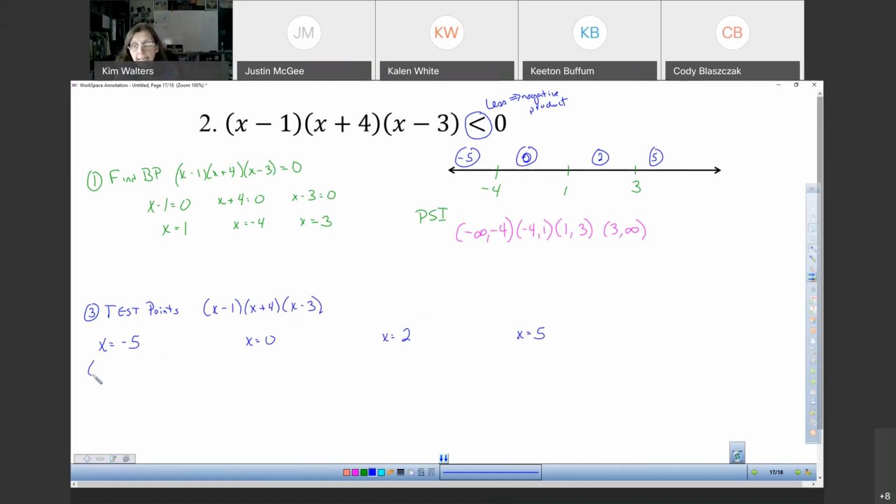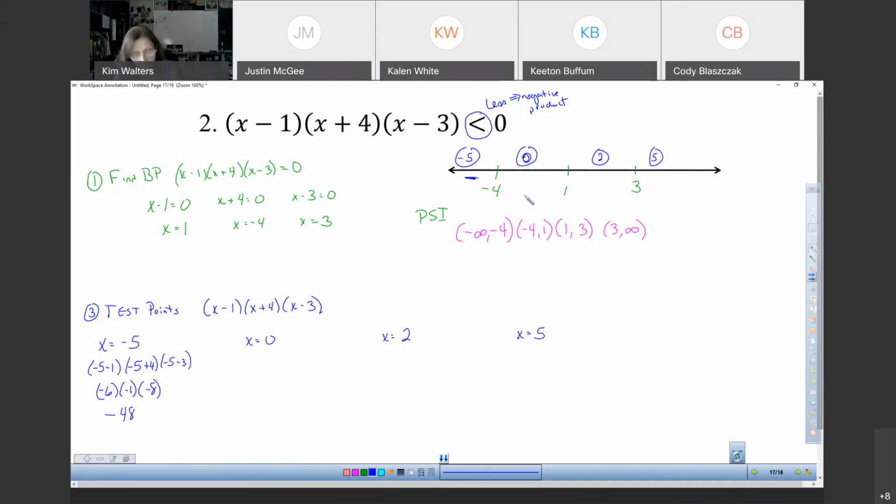So let's plug in -5. So I have -5 minus 1, -5 plus 4, and -5 minus 3. And so this is going to give me -6 times -1 times -8. A negative and a negative and a negative is going to give me negative, and 6 times 1 times 8 is 48. Right? So I can put a negative here, and I'm going to say, hey, that's what I want.